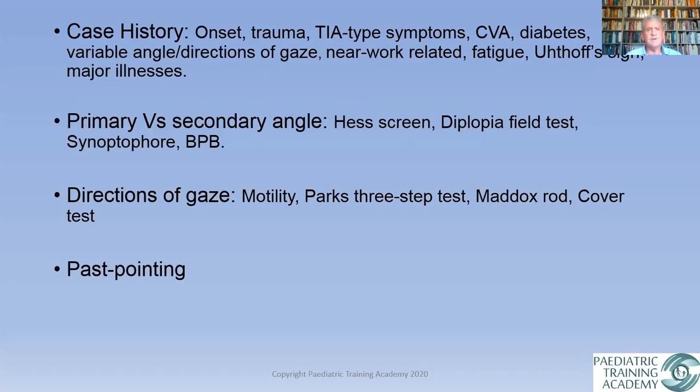So you now have decided that you have this patient, they have double vision, it's not monocular diplopia, and now you need to start trying to find out what is going on. So as usual, the first thing we do is a case history. You need to know the onset. When did this diplopia start? Was it yesterday, last week?